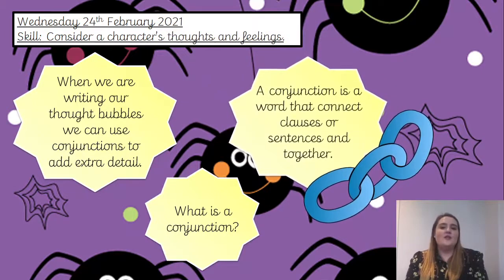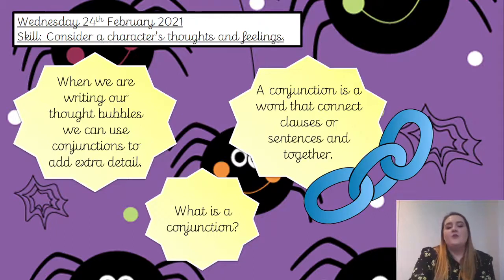Okay, so a conjunction is a word that connects clauses or sentences together. So I've got my picture of a chain here because it shows really nicely that the conjunction is the word that connects them. So this one in the middle links the first sentence and the second sentence together.